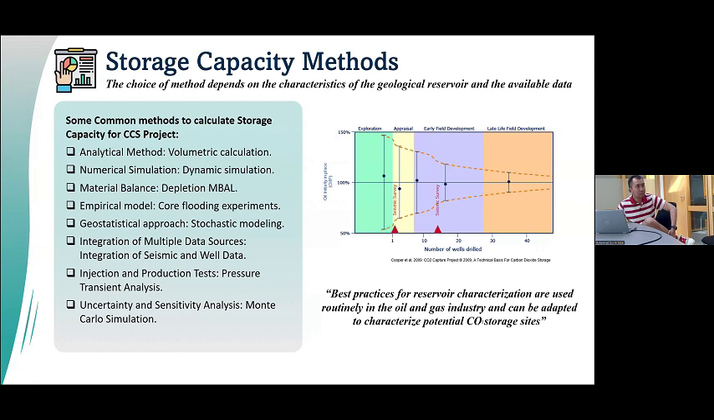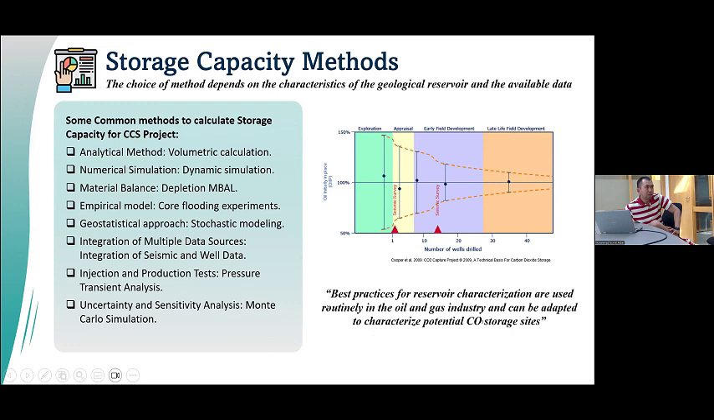can be stored. A simple way is to use an analytical method, using volumetric calculations or with some conversions regarding the CO2 calculation, or we can run a numerical simulation using dynamic simulations like we mostly use for oil and gas activities. In a simple way, you can also use a simple material balance with the depletion amount. And we can also calculate it by an empirical model. Let's say you have a core flooding experiment, and from the core flooding experiment you upscale it into a specific model so that you understand how much storage comes from the volumetric approach.